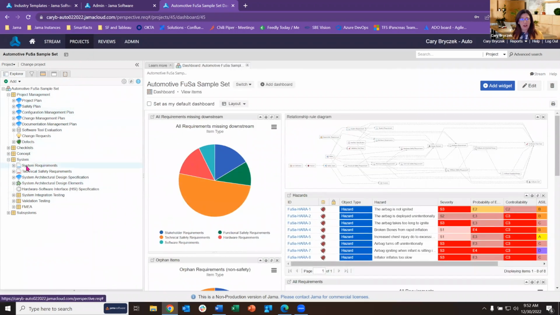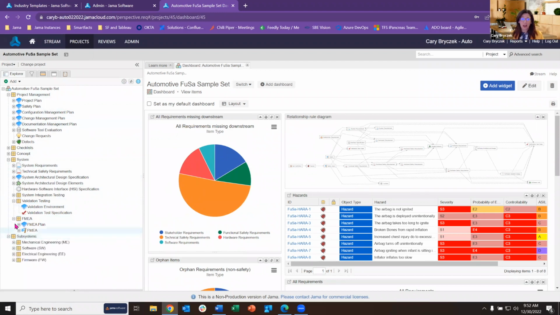So I can see, what are the different types of requirements? What are the different types of validation testing? Or what are the risks that you're following? And even how the particular system that you are engineering is subdivided from a systems engineering standpoint. So when I define the mechanical engineering or the software, I can dig right down in.